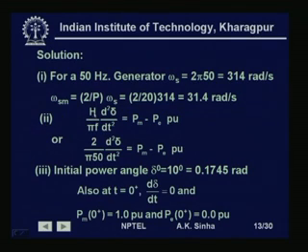Second part is we need to write down the swing equation for this machine. Swing equation, as we have seen earlier, we write down as H by pi f into d2 delta by dt2 is equal to Pm minus Pe in per unit. Now, here the H of the machine has been given as 2 and f is 50. So, we simply write 2 by pi 50 d2 delta by dt2 is equal to Pm minus Pe. This is the swing equation for this machine.